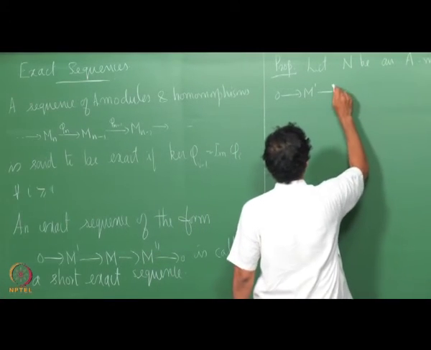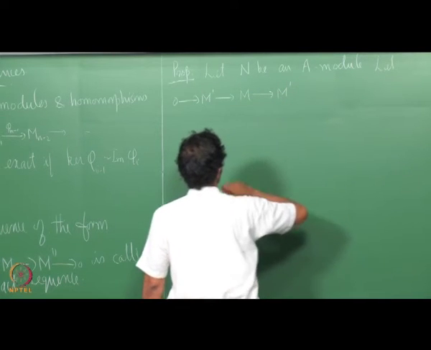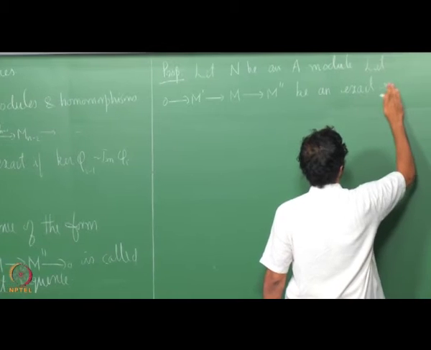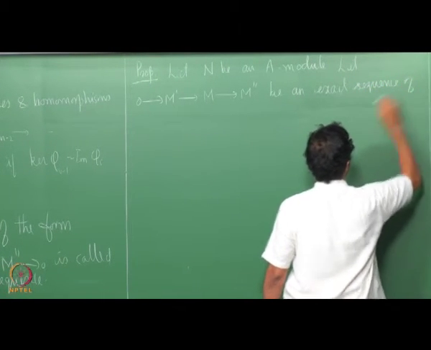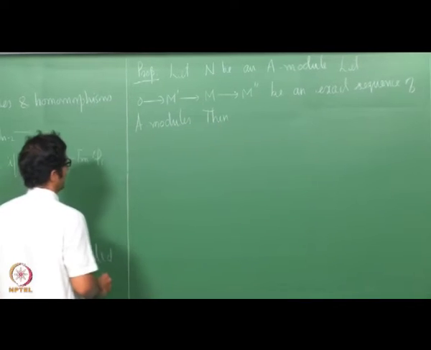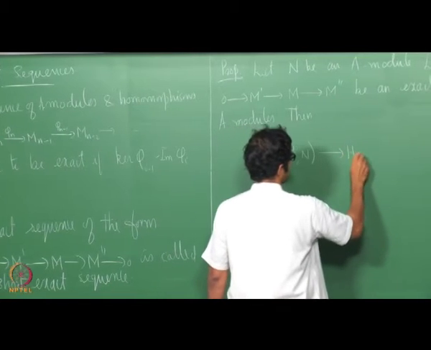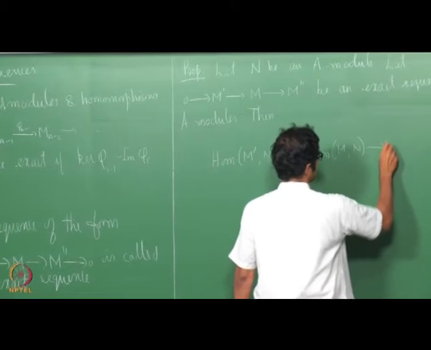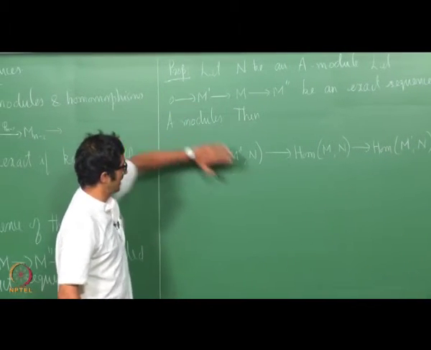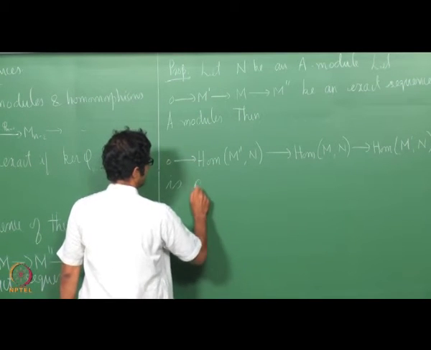Okay. So, let M prime to M to M double prime be an exact sequence of A modules. Then I have Hom(M double prime, N) to Hom(M, N) to Hom(M prime, N). Given this exact sequence, I have this sequence, right. So, what we have is that this is an exact sequence.